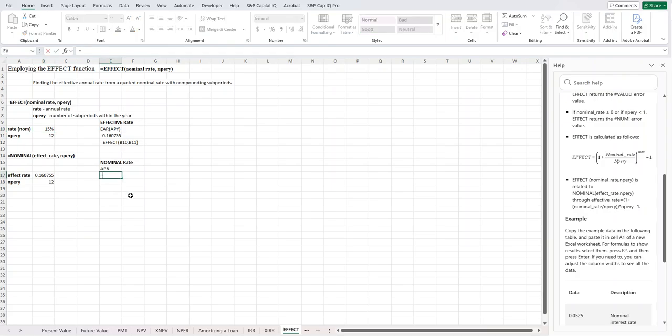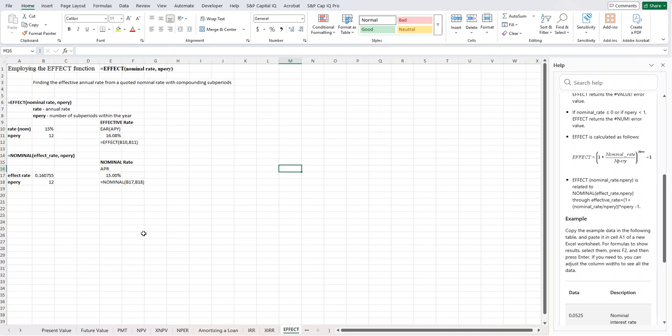So to work in reverse, we're going to hit equal sign and then type in NOMINAL. We'll hit tab to autocomplete. We'll select the effective rate and then the number of periods, 12. And boom, there we get 15%. If you guys want, we can change these to percentages, and then increase our decimal points. There we go.